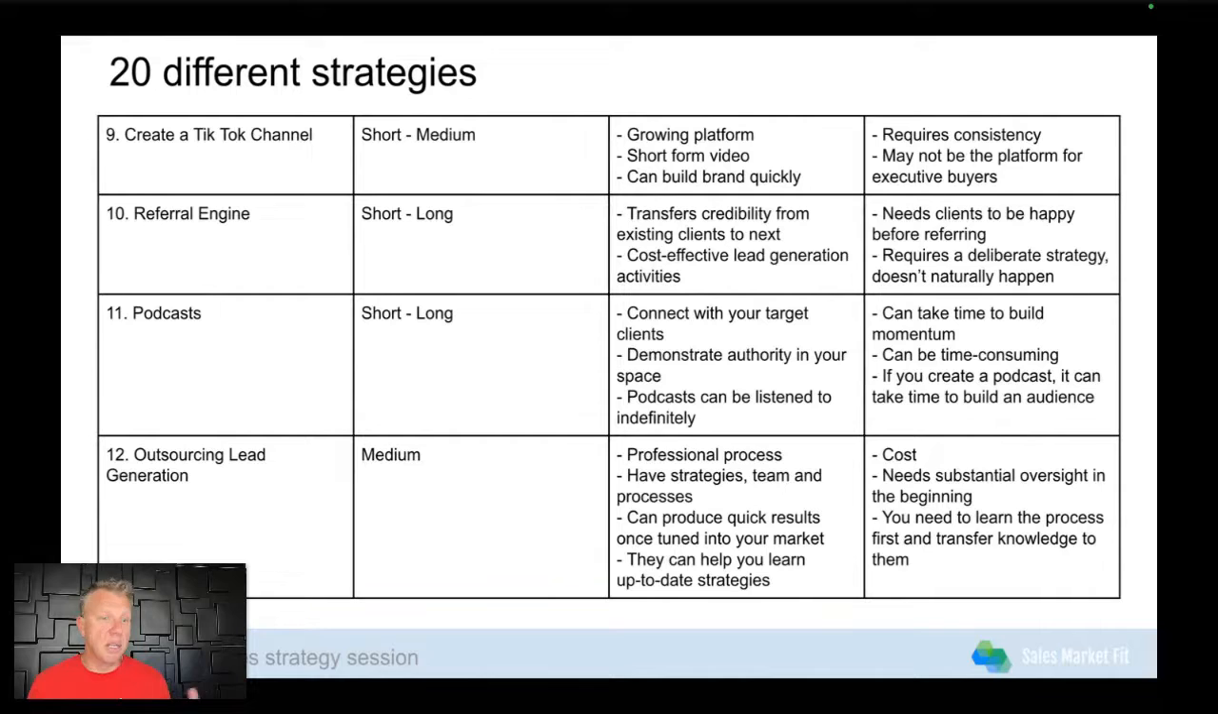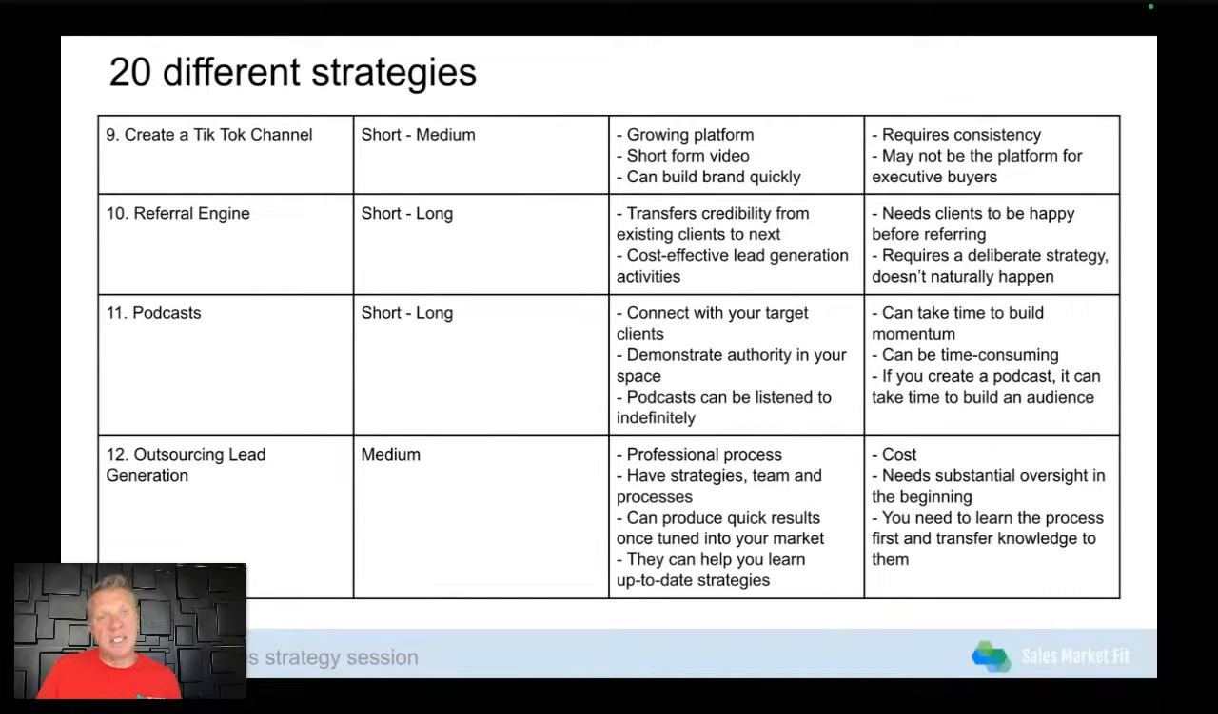Now, obviously podcasts are both a short and long-term strategy. The short-term strategy is going on as a guest. You can connect with your target markets if there are podcasts specifically for your target market. It can help you demonstrate authority in your space, and podcasts can be listened to indefinitely. That's a real advantage as well.